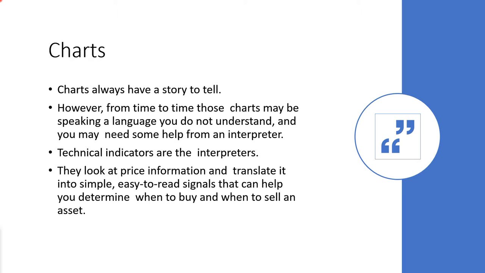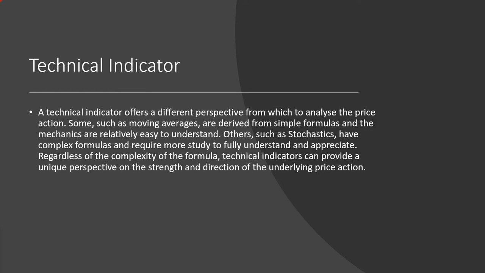But they look at price information and translate it into simple, easy to read signals that can help you determine when to buy or sell an asset. A technical indicator offers a different perspective from which to analyze the price action. Some, such as a moving average, are derived from simple formulas, and the mechanics are relatively easy to understand. Others, such as stochastics, have complex formulas and require more study to fully understand and appreciate.